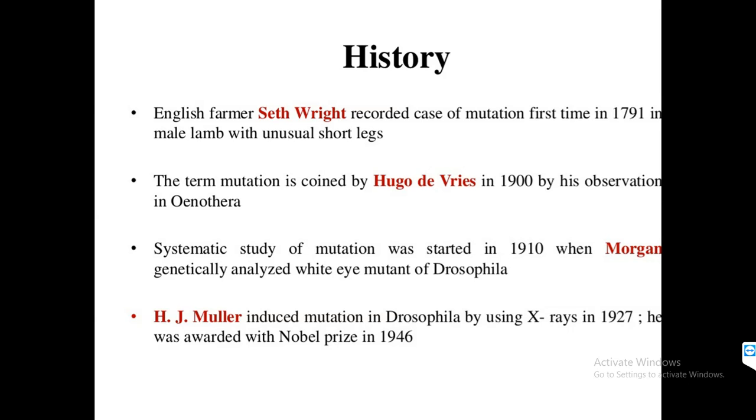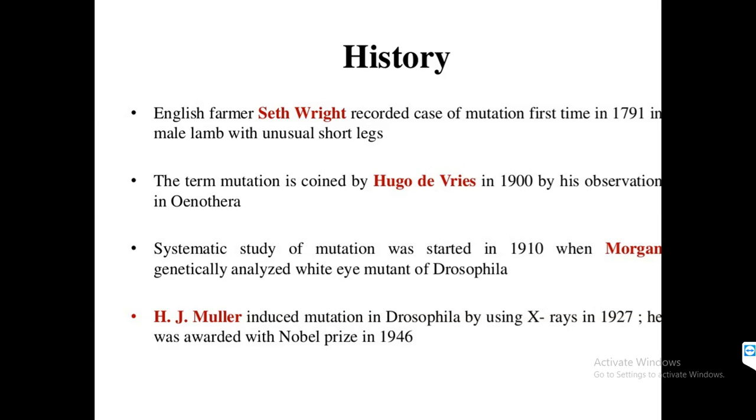And this was called a mutation and not a variation, because in the later generations these unusual short legs were seen in the offspring also. So it was not only in the parental genes but was also passed on to the next generation. That's why it was a mutation. And who coined the term mutation? Hugo de Vries, in the year 1900, and he was working on a plant called Oenothera.